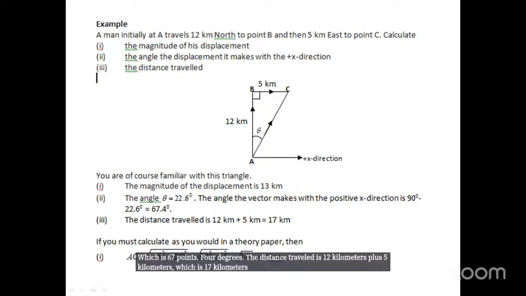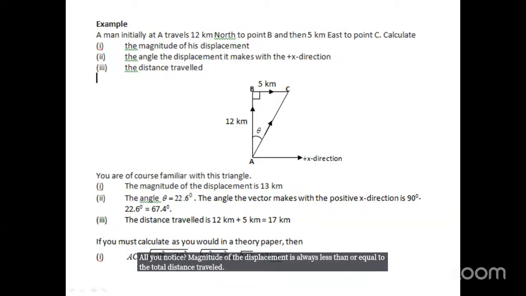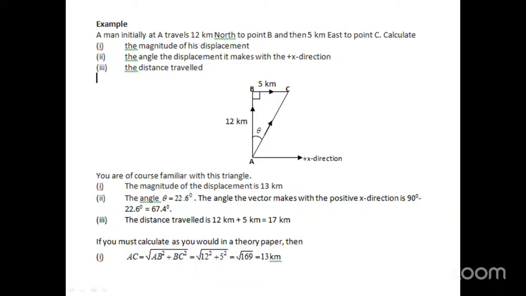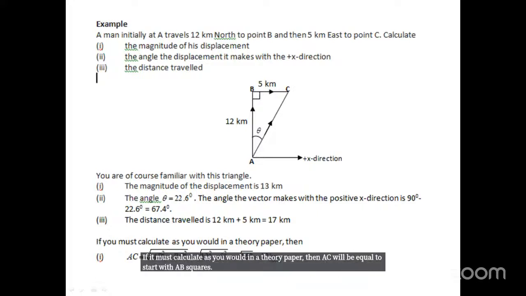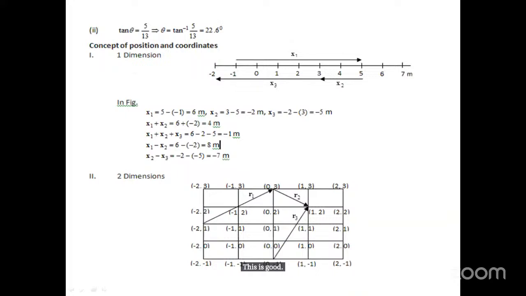You notice the magnitude of the displacement is always less than or equal to the total distance traveled. If you must calculate as you would in a theory paper, then AC will be equal to the square root of AB squared plus BC squared, which is the square root of 12 squared plus 5 squared. That will be 13. And then tan theta will be equal to 5 over 13. So arctan 5 over 13 is theta, which is 22.6 degrees.